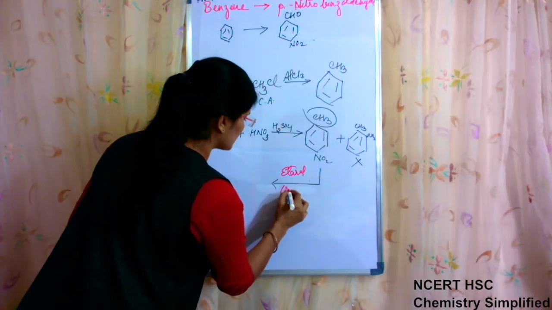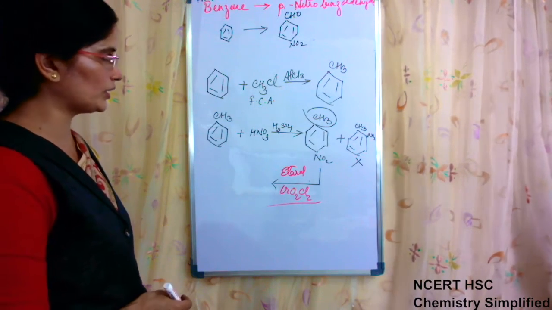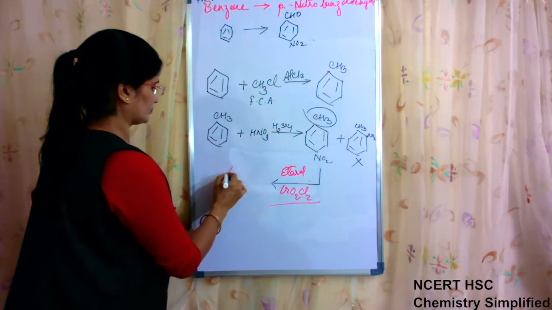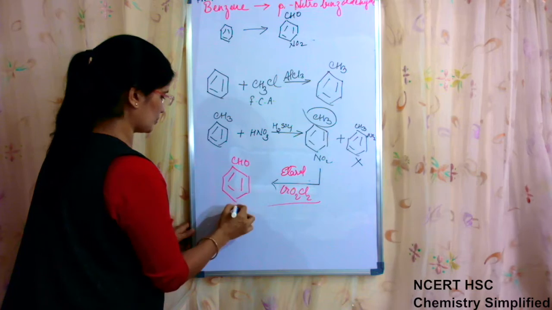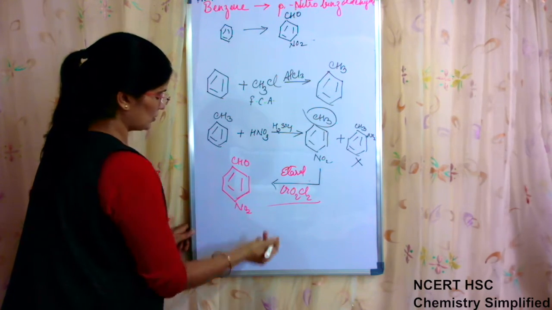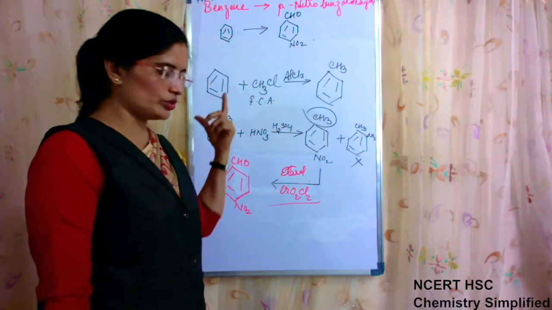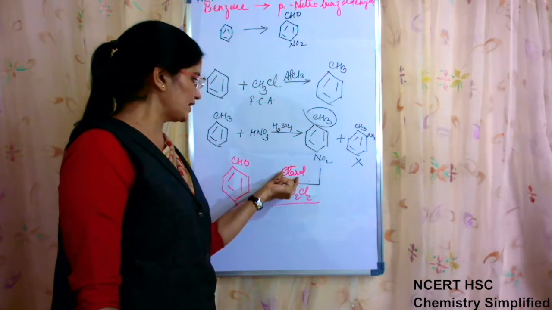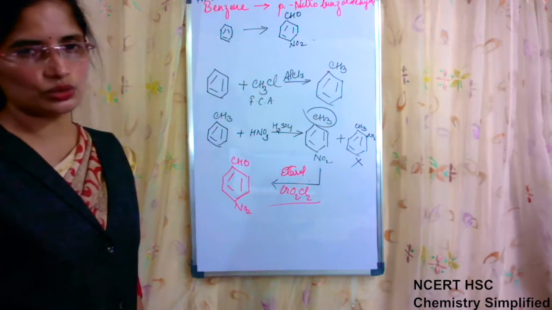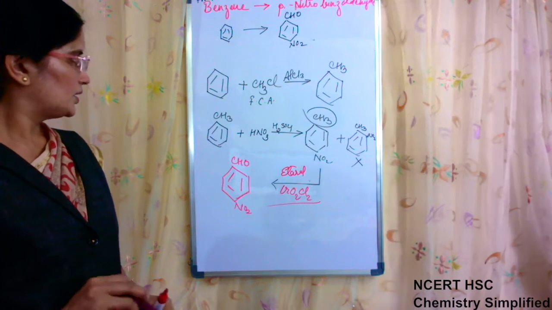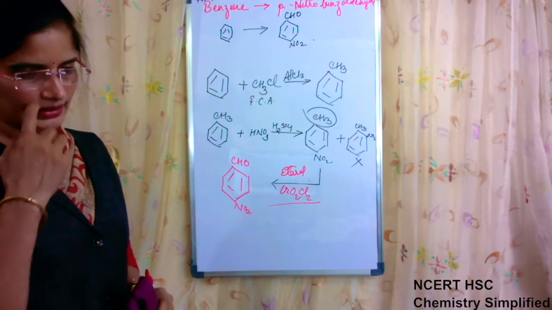Etard means CrO2Cl2, reaction with chromyl chloride. Chromyl chloride converts the methyl group into an aldehyde group, and this group will remain on the para position. For acid we had to use KMnO4. For aldehyde we have to use the Etard reagent or Etard reaction, CrO2Cl2. So this is the conversion of benzene into para-nitrobenzaldehyde.